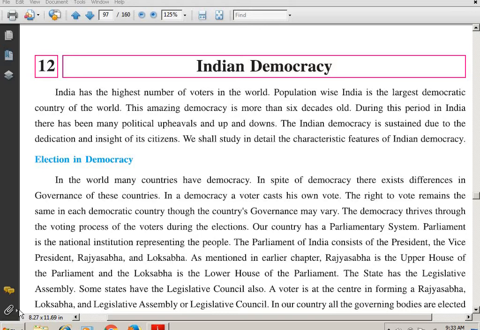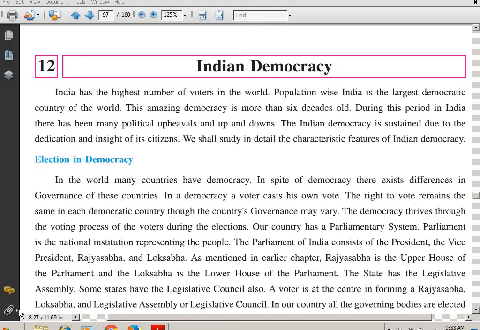So students, what is that? India has the highest number of voters in the world. We know population-wise we are the second largest country, and so obviously India has the highest number of voters in the world, and population-wise India is the largest democratic country in the world. Okay, democratic country we are talking about. This amazing democracy is more than 6 decades old, meaning almost about 60 years old.